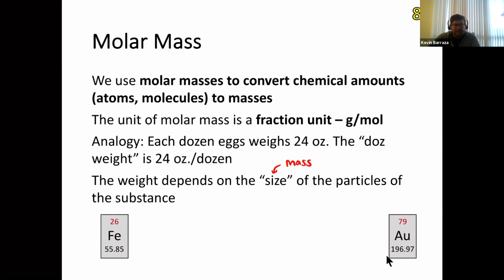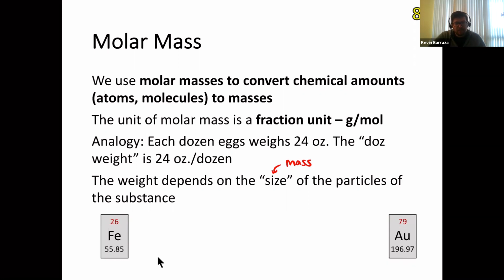So we take two elements. We would say, well, iron has a molar mass of 55.85. Gold has a molar mass of 196.97. So that indicates it takes less mass to reach a mole of iron atoms. If I weigh 55.85 on a scale, I will reach a mole of these particles. But I need to reach 196.97 to get a mole of these particles.